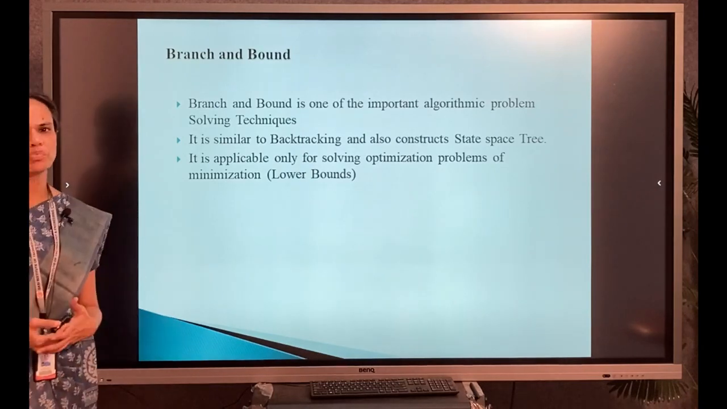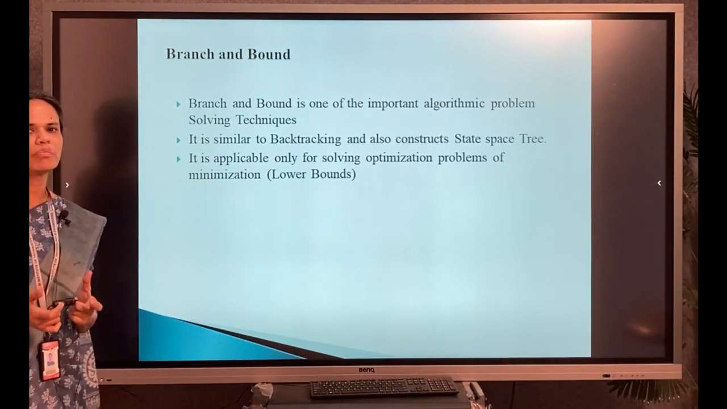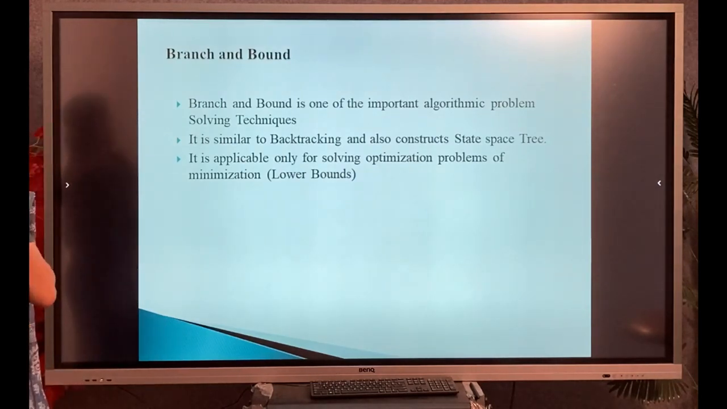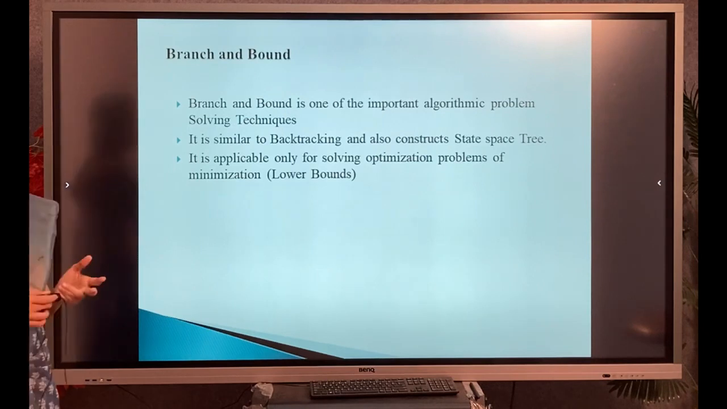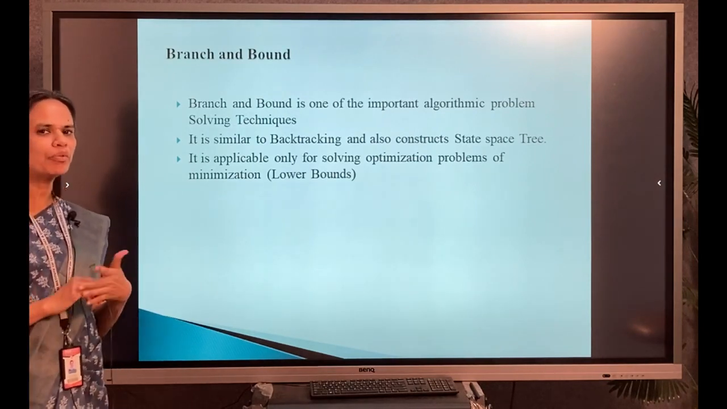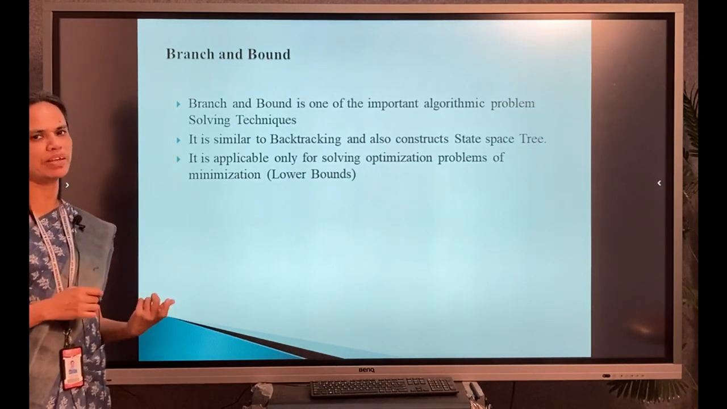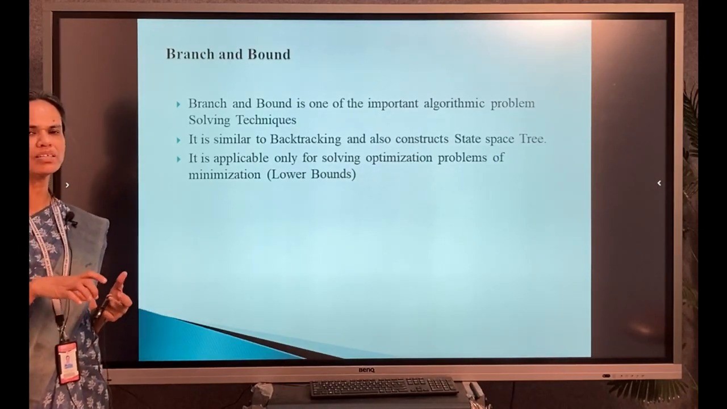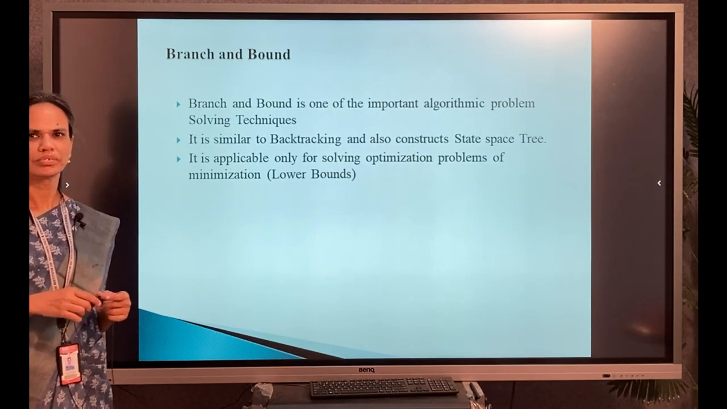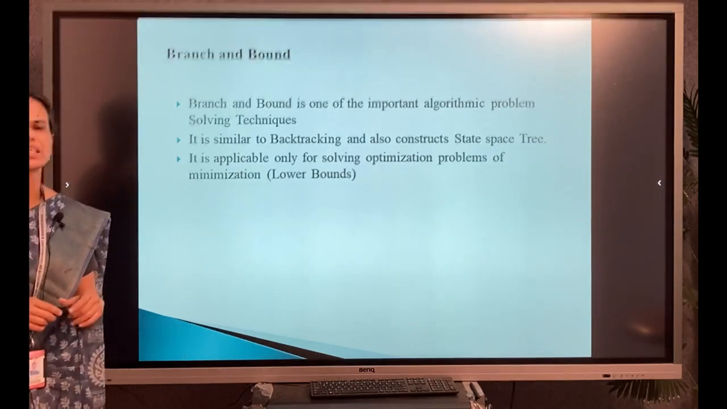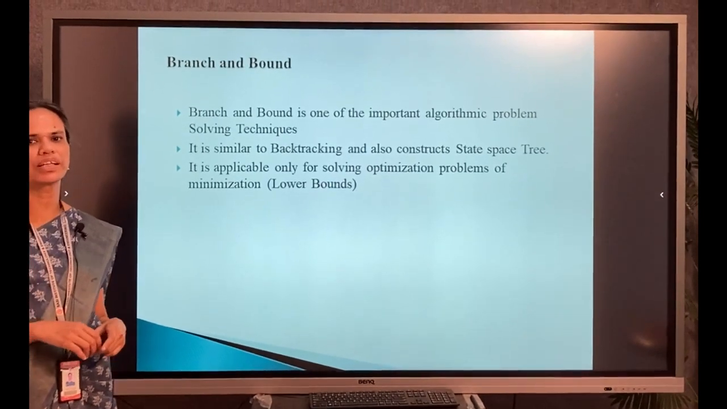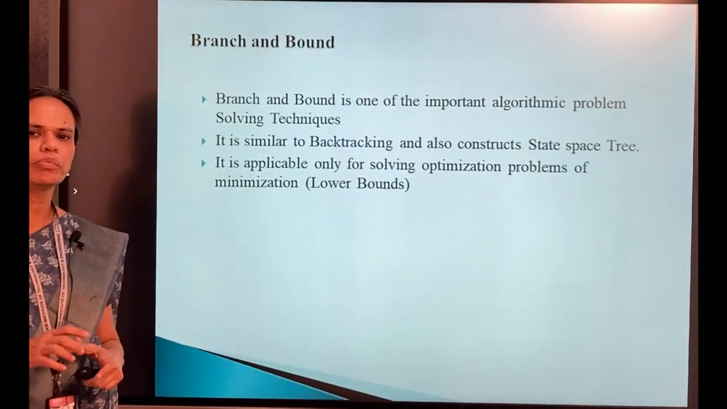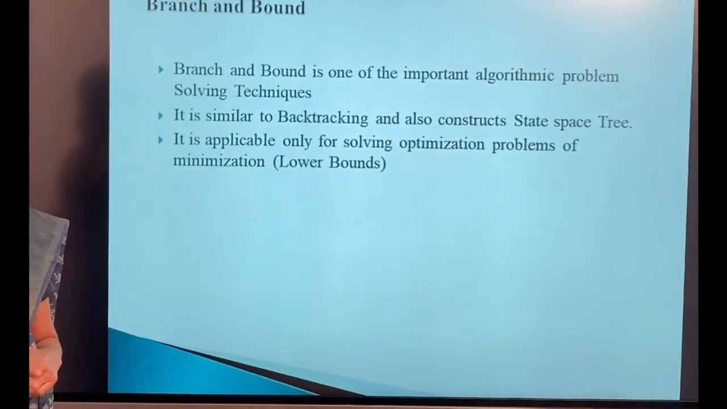So what is branch and bound? Branch and bound is one of the important algorithmic techniques for solving problems. It is similar to backtracking, but what is the difference between backtracking and branch and bound? Backtracking is not used for solving optimization problems, but branch and bound is used for solving optimization problems.